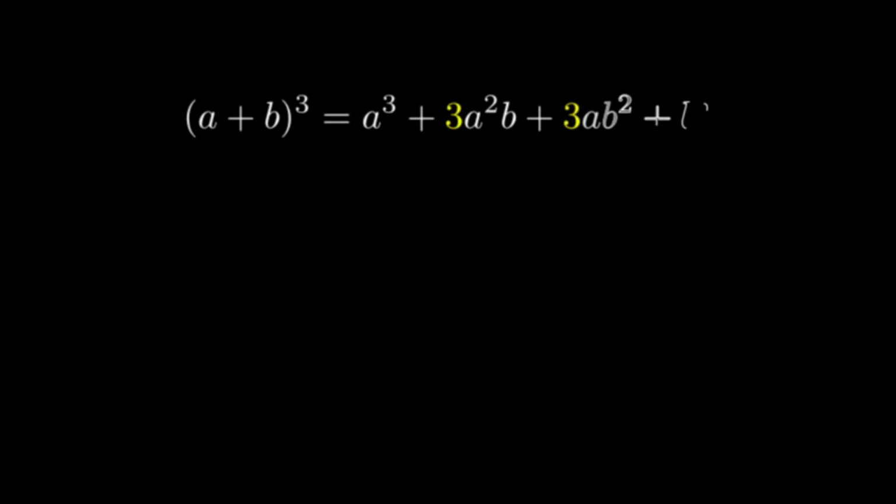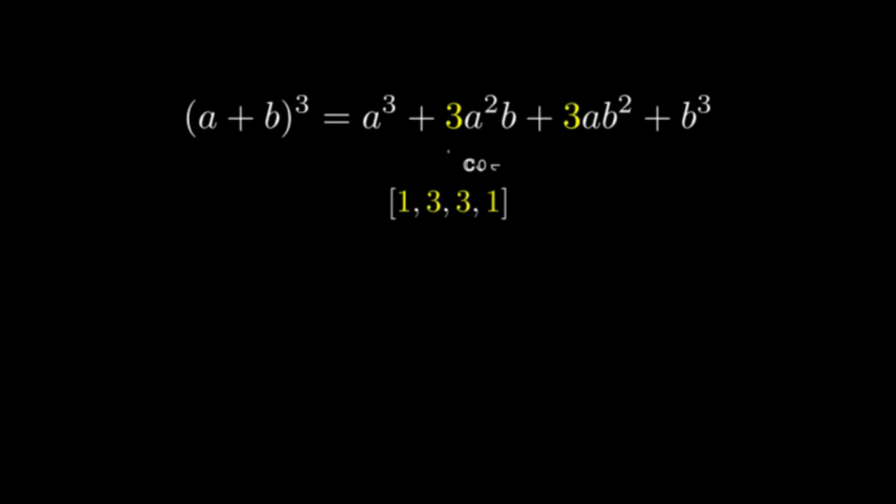When we multiply out all the terms, we get a specific formula with distinct coefficients. Looking at this expansion, we can identify a pattern in the coefficients. The first term, a cubed, has a coefficient of 1, though it's not written. The second term has a coefficient of 3. The third term also has a coefficient of 3. And the last term, b cubed, has a coefficient of 1. Together, these coefficients form the sequence 1, 3, 3, 1.